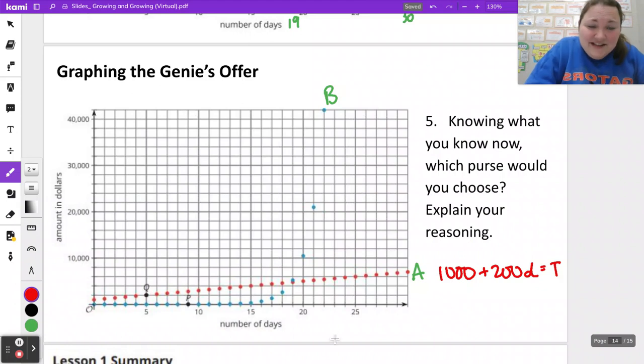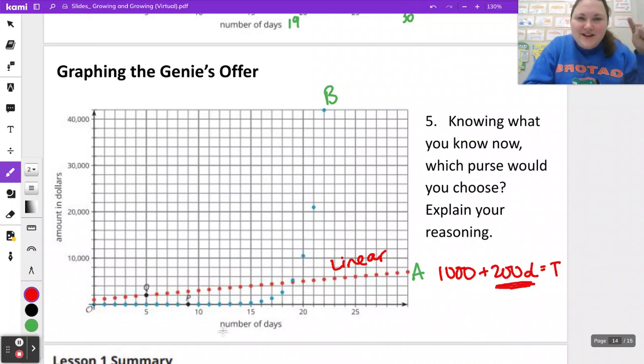Looking at that equation, that looks exactly like the equations we had talked about in pre-algebra and Unit 2 about linear equations. Purse A right here is an example of equations you've already seen before. This is a linear equation. Those linear equations are those equations that describe relationships that increase by the same amount. Here, that line is going up $200 each day. The slope is 200, and that tells me it's going up $200 for every one day. We spent a lot of time talking about linear equations.